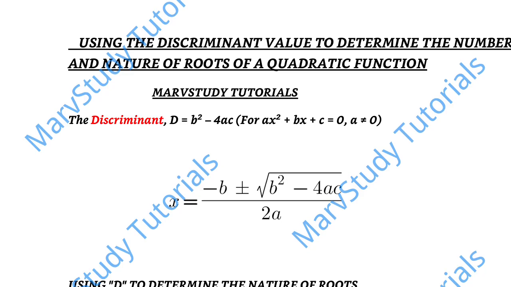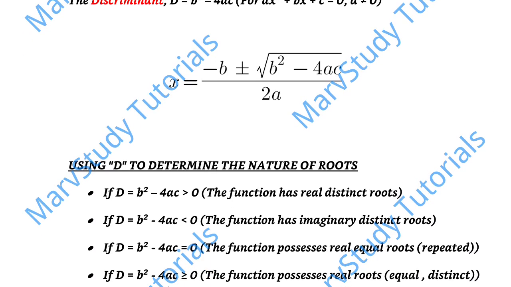So there are four important things to note about the discriminant. The first thing is that the value of d is given by b squared minus 4ac. If the value of d is greater than 0, that is b squared minus 4ac greater than 0, then that implies that the function has real distinct roots, because if this is greater than 0 according to this equation, then we have two distinct roots from the plus and minus. Then if d, which is equal to b squared minus 4ac, is less than 0, that means it has imaginary roots, because if this component is negative, the square root of a negative number is imaginary.